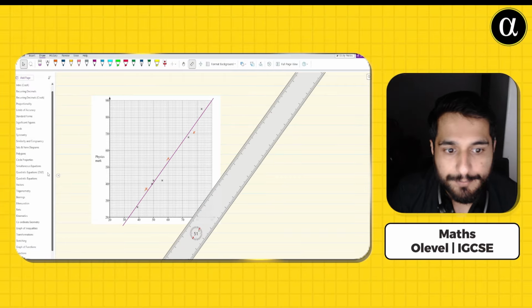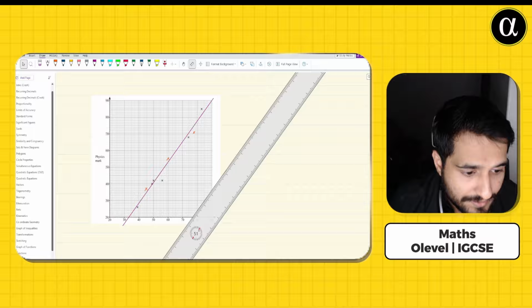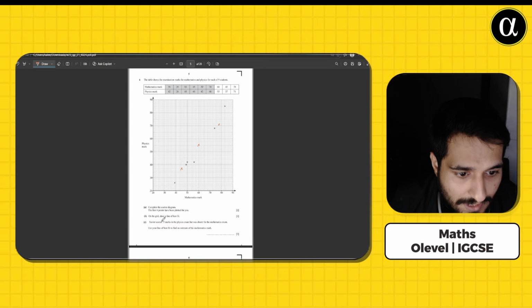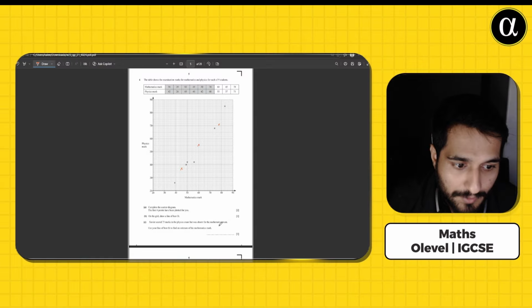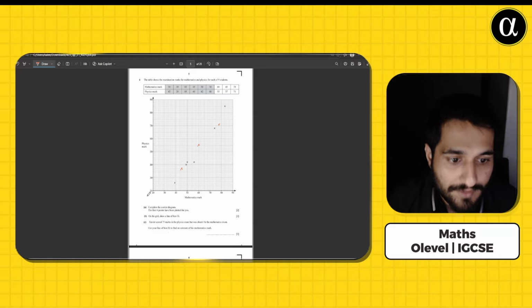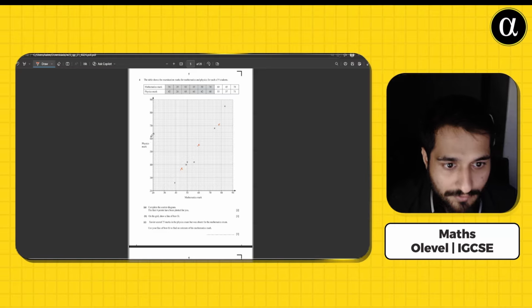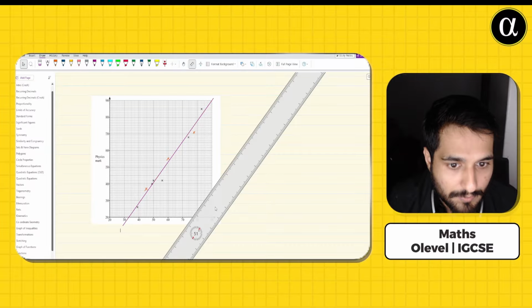Now, what can we do? It further states that on the grid below, we are done. It further says that this person scored 75 marks in physics exam but was absent for mathematics exam. Use your line of best fit to estimate his marks. So 75 marks are for what? These are for physics marks, and then we need to find marks for maths. Now we are going to see what we're going to do.